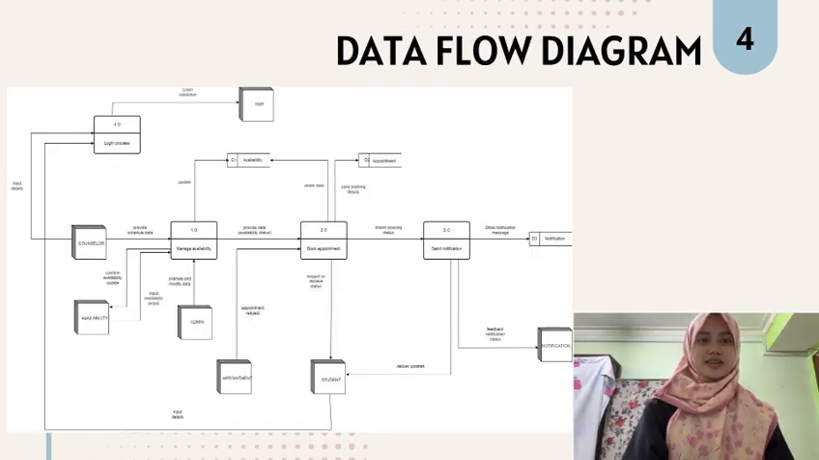Next, I will be explaining the data flow diagram. The counselor provides the schedule data to process 1.0 manage availability. This data is updated in the D1 availability data store. Once the update is complete, the system confirms the availability update back to the counselor.